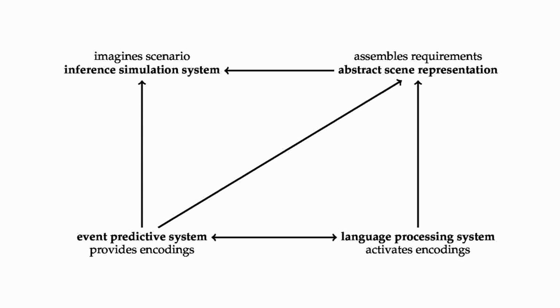happen in which order. And then the inference simulation system uses all of this information and tries to come up with a continuous and fully spelled out mental simulation of the meaning of the sentence.